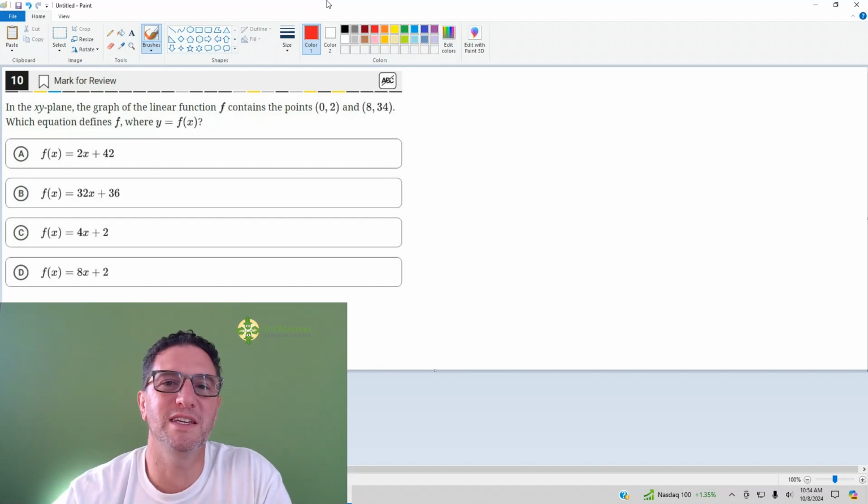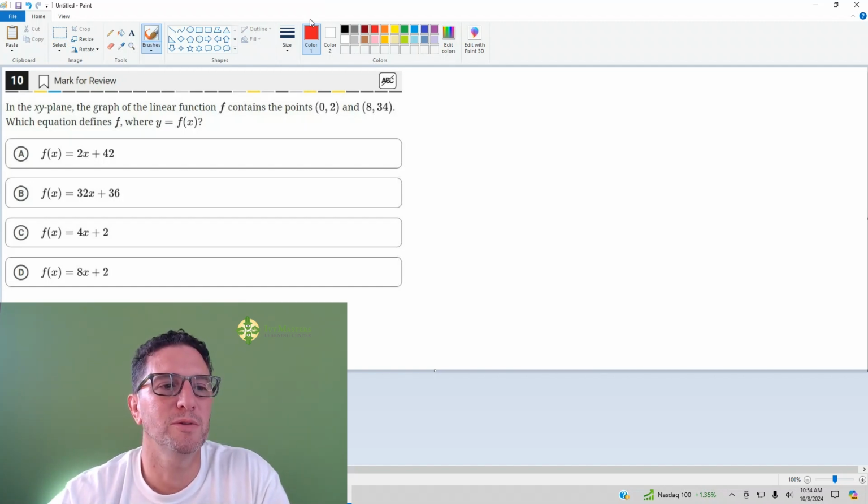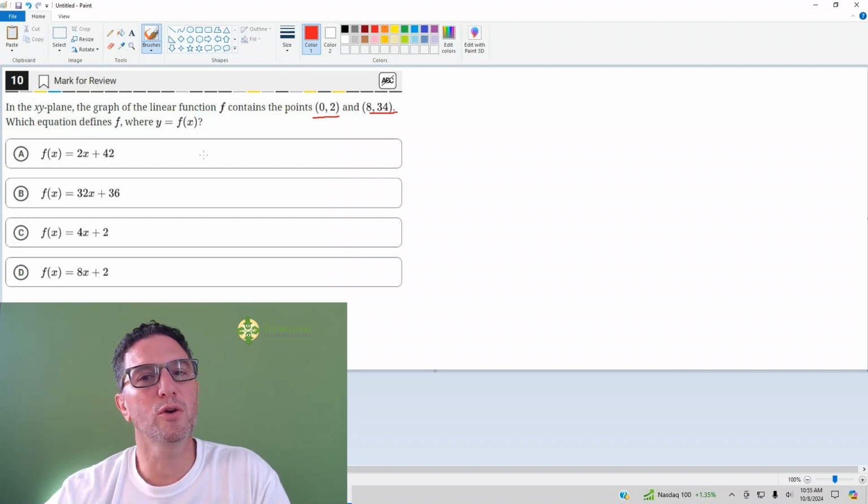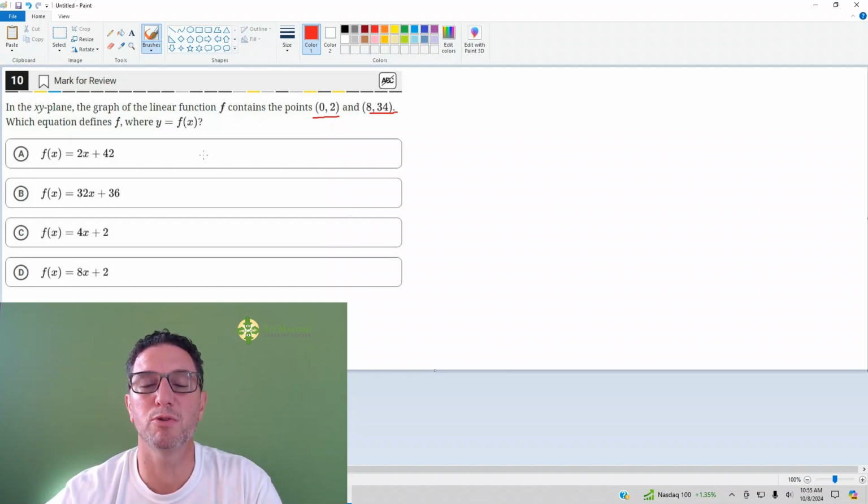Digital SAT Test 3 Module 1. Number 10 reads: in the xy plane, the graph for the linear function f contains the points (0, 2) and (8, 34). Which equation defines f, where y equals f of x? You could do this very quickly by hand, but make sure you stick around to see how to use Desmos for it. It's like legal cheating. You're going to love it.